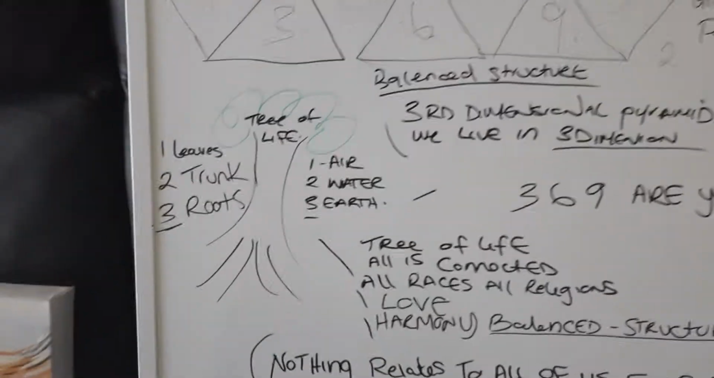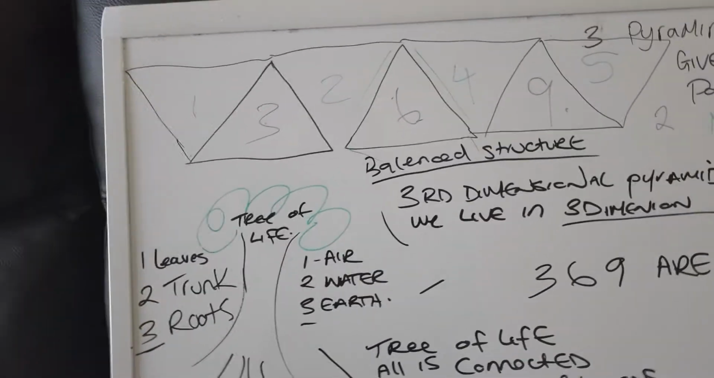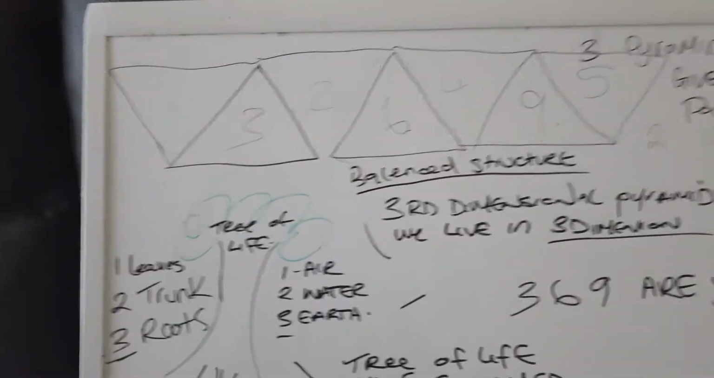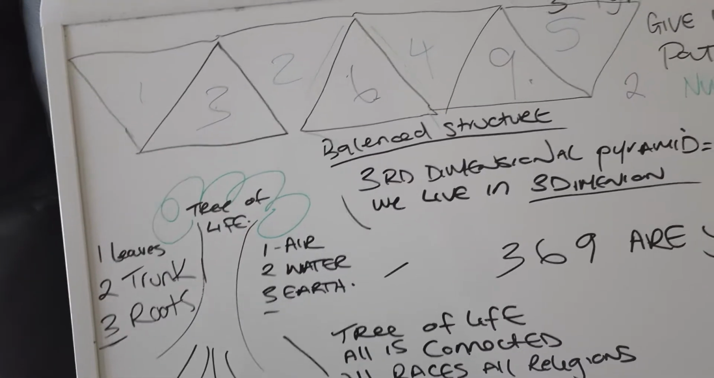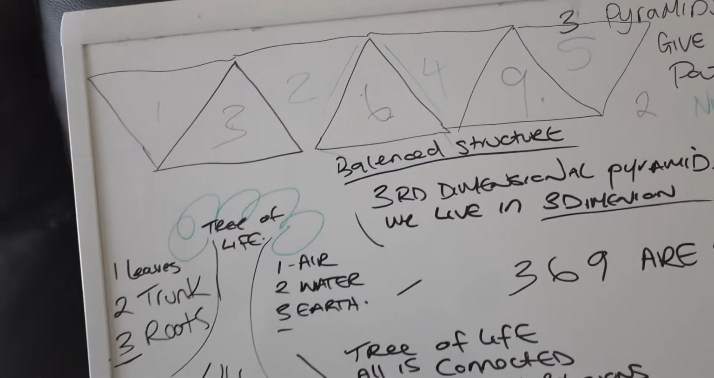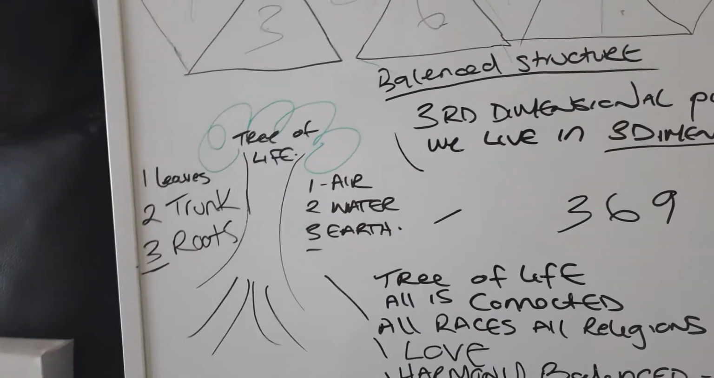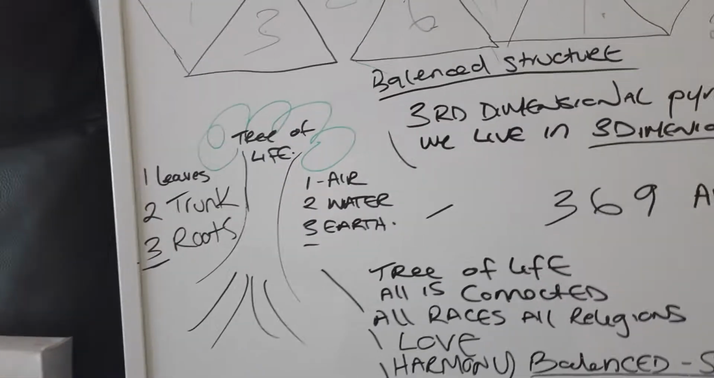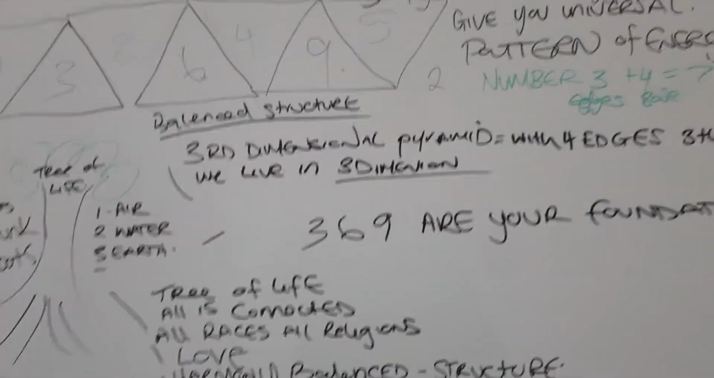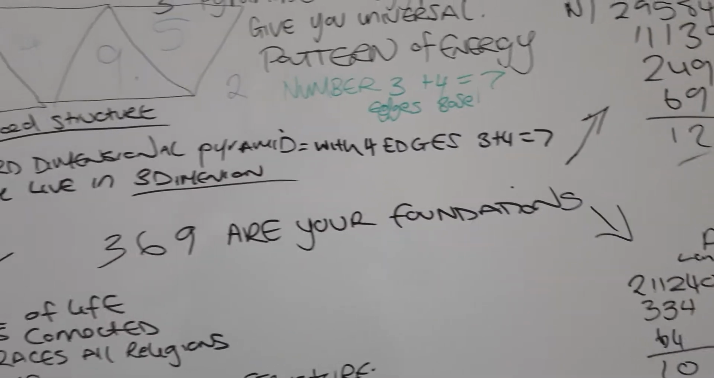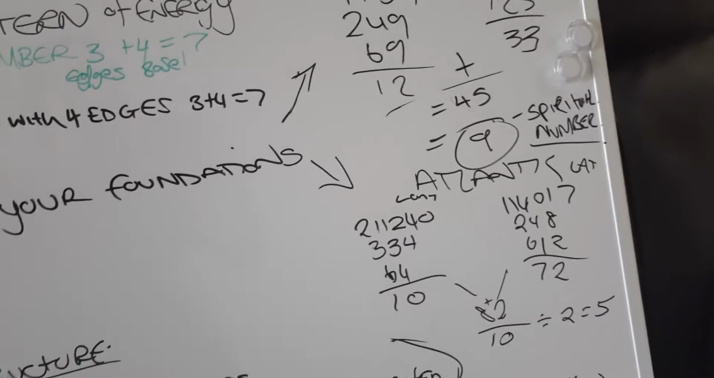Then here's another example, okay? So we have the tree of life. Now the tree of life is based with your roots, your trunk, your leaves. So air, water and earth. So we get air from the trees, water to water it, and its roots are embedded in the earth. So the other thing is, what you're seeing as a pattern here is 3, 6 and 9s are your foundation. So you will find them again over here.